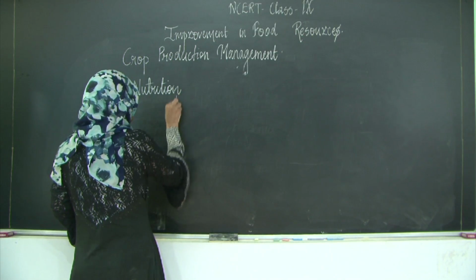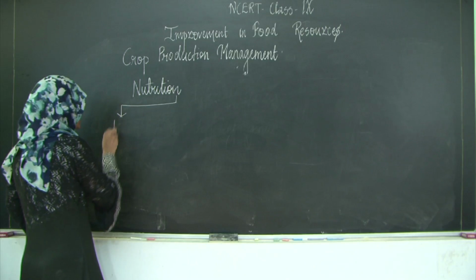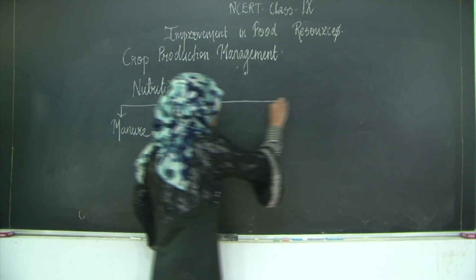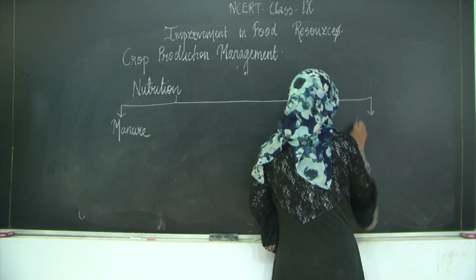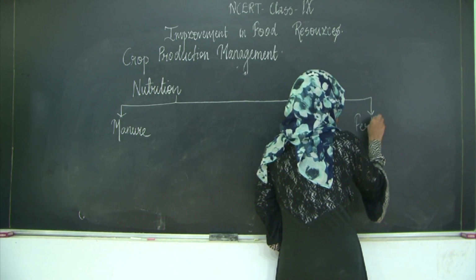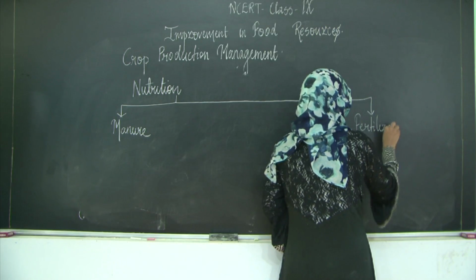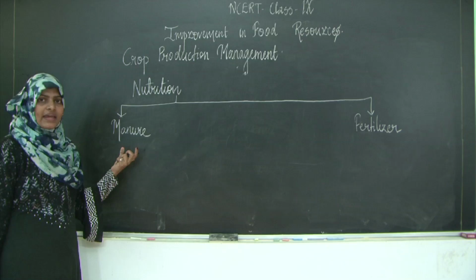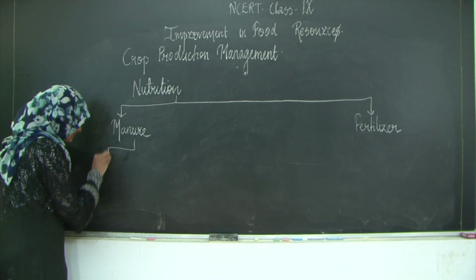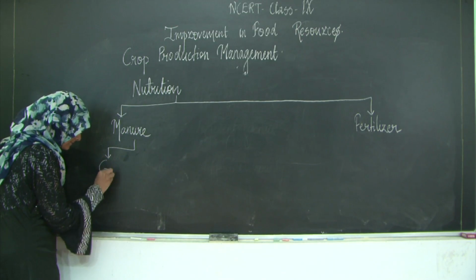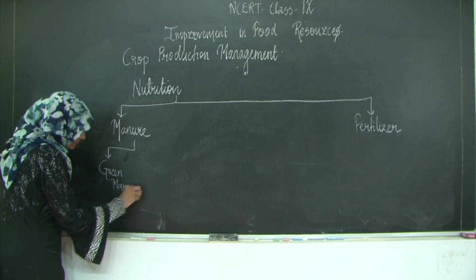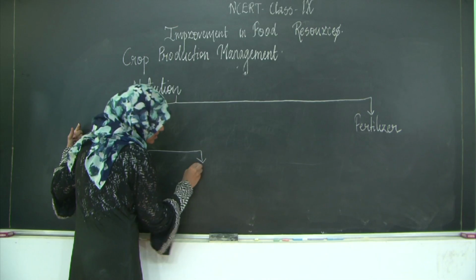Okay, so the nutrition can be given either by manure or fertilizer. Let us take the first one, manure, in detail. Now manure can be either green manure or it can be compost.